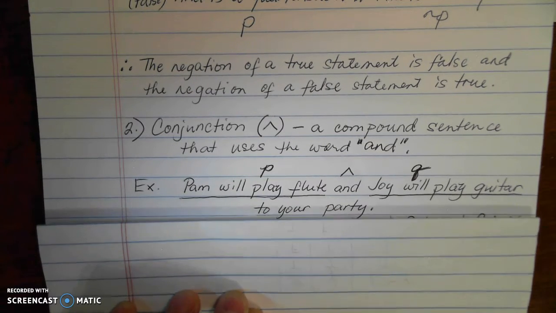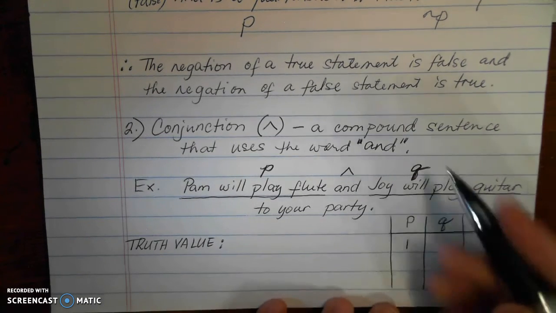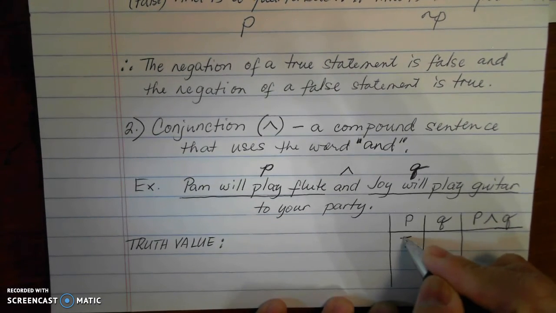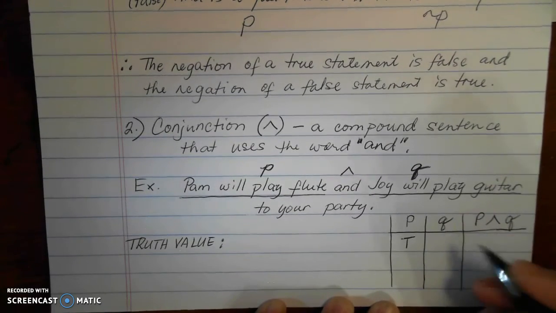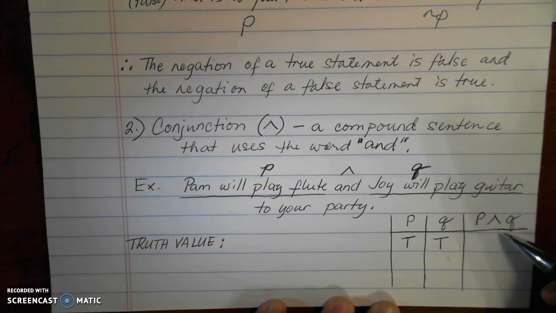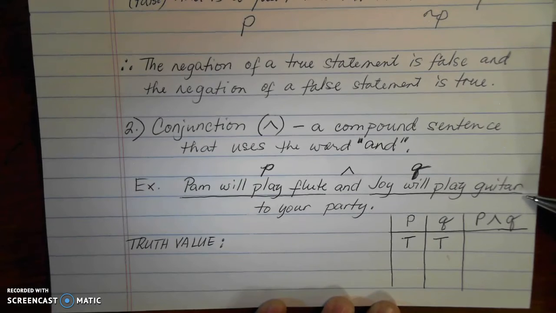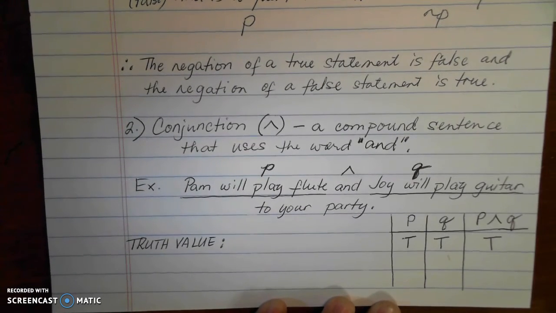The truth value for this one goes like this. If P is true, which means Pam will play the flute, and the Q, which is Joy will play the guitar, is also true, that means that the sentence is true. It's not a lie, it is a true sentence or statement.